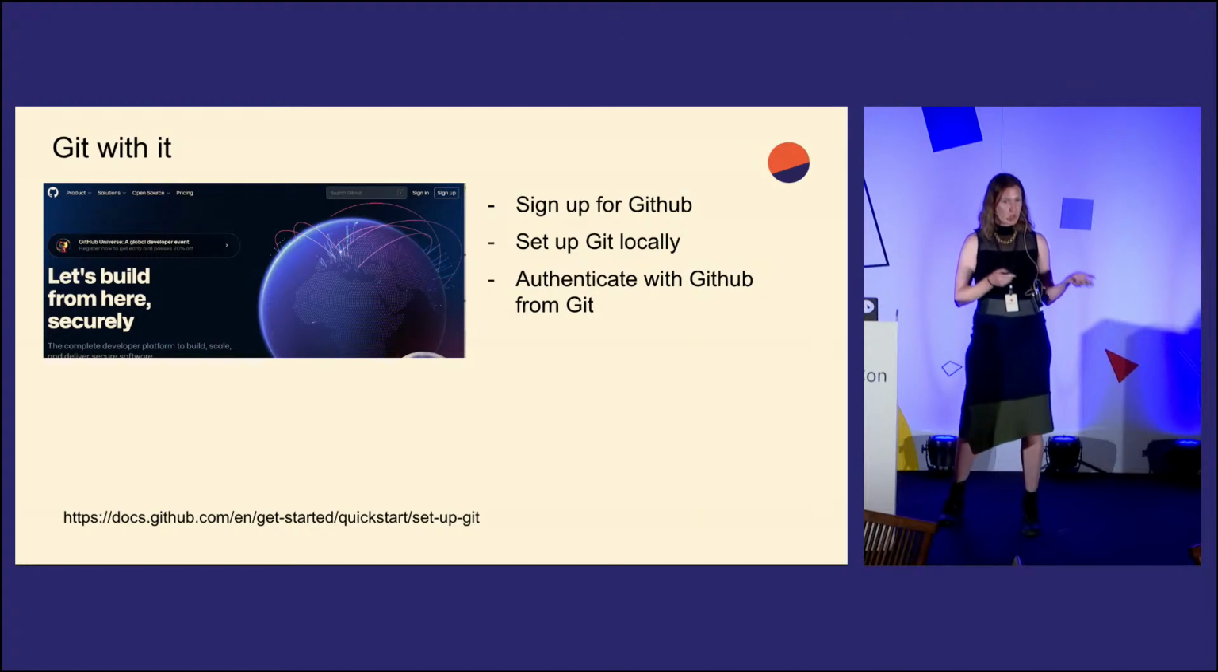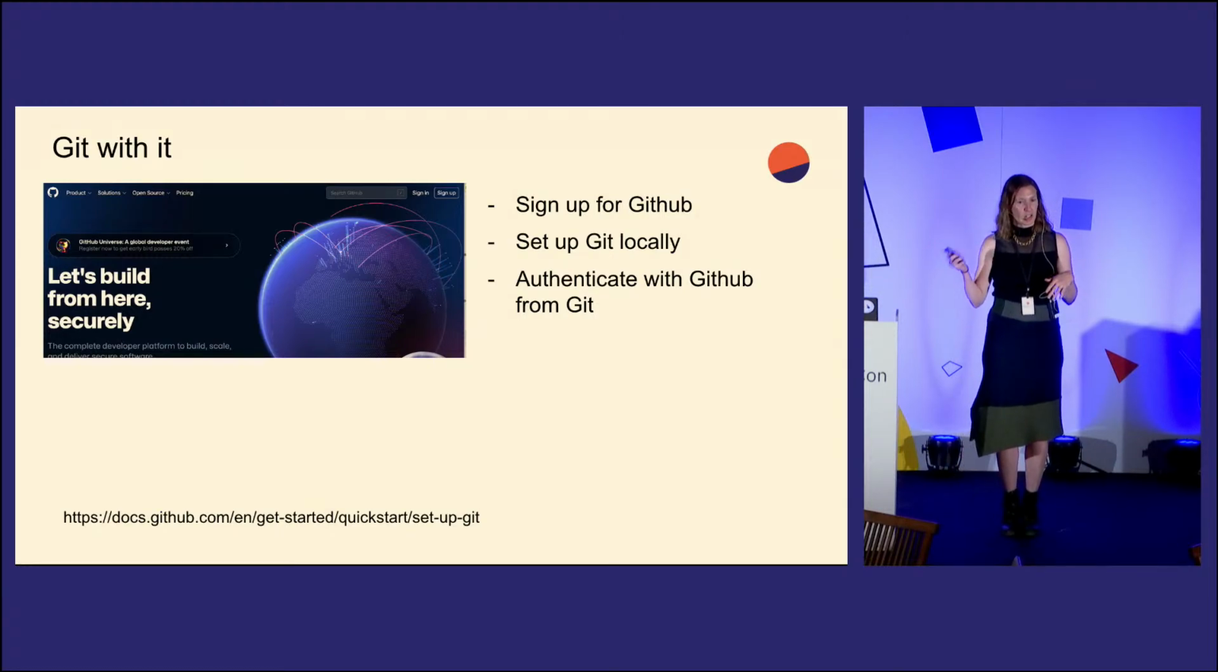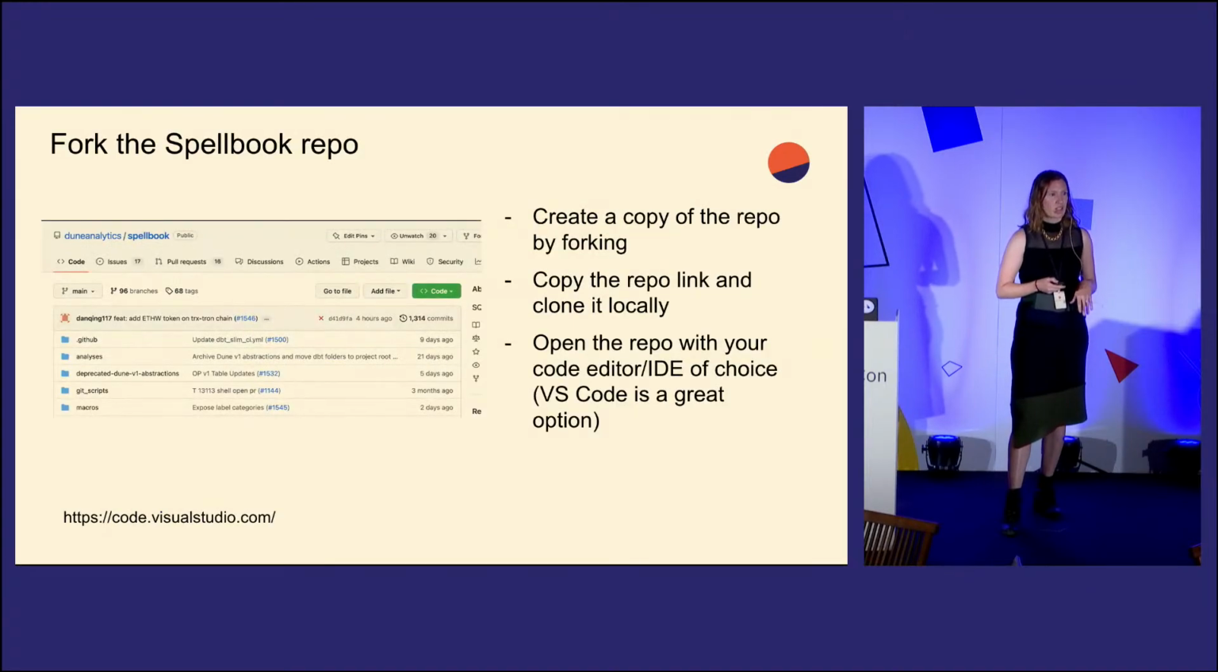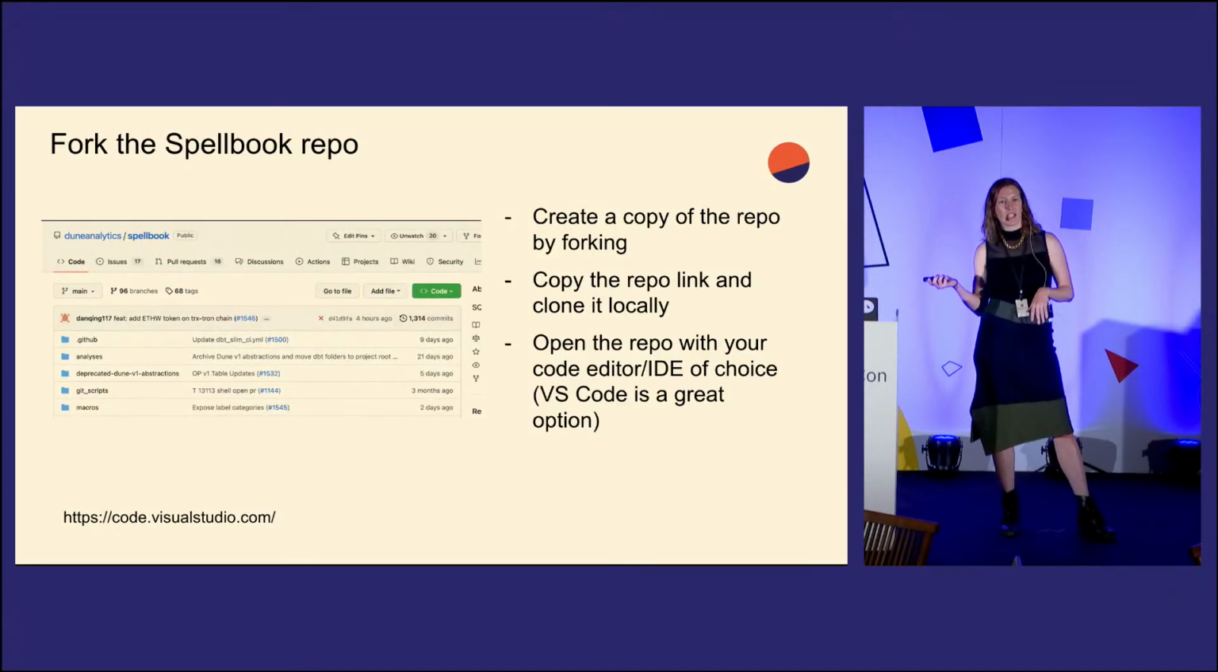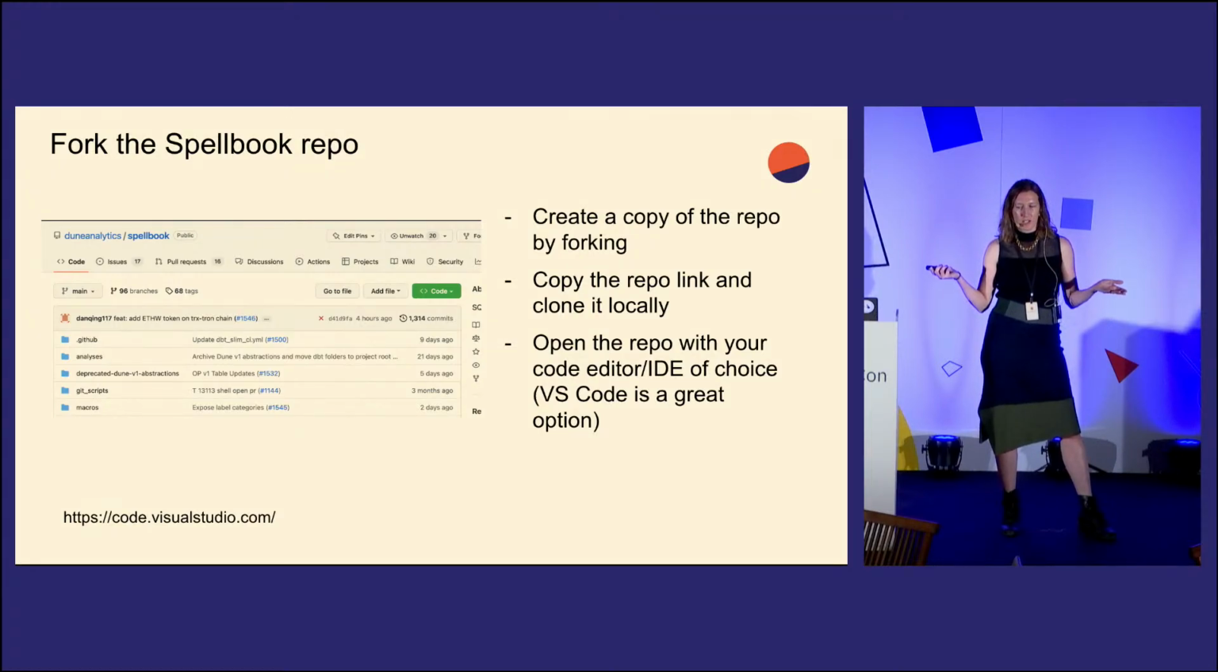So I'm sure most of you, but some of you may not have already gotten with it, so you've got to sign up for GitHub, but also set this up locally, including authenticating between Git and GitHub. You have to fork our repo and clone it locally and load it up in the IDE of your choice. VS Code is a nice one.